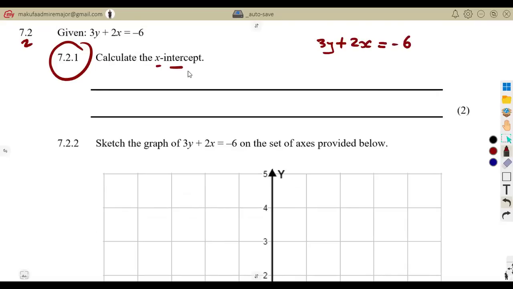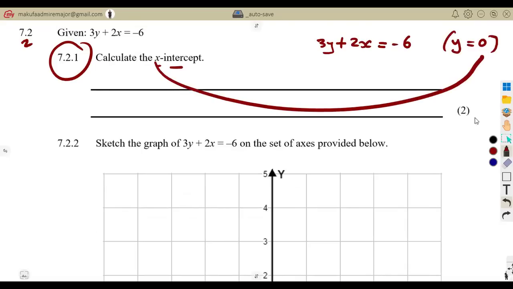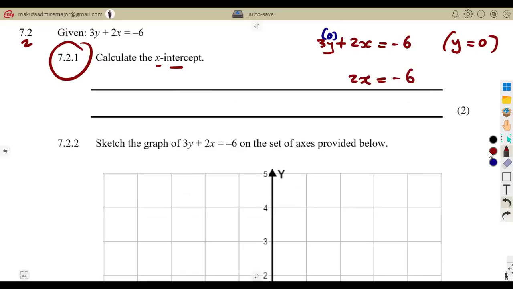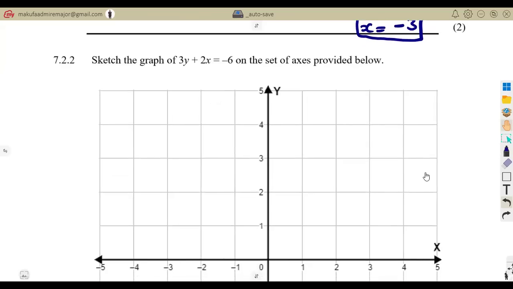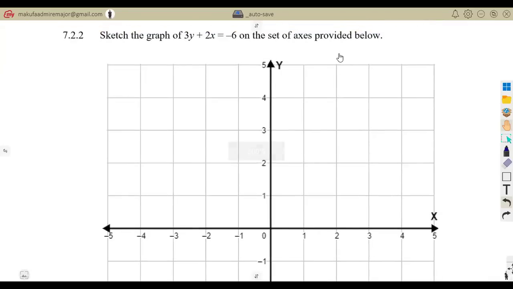From understanding the equation of a straight line, the x-intercept is found when y is equal to 0. So you substitute y as 0. 3 times 0, that's 0, plus 2x minus 3. You need the x value, so you just have to solve this equation. So how do we get the x value? -6 divided by 2, that's -3. Sketch the graph of the equation.